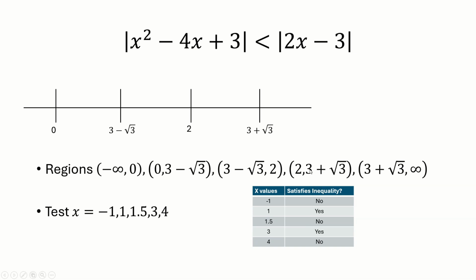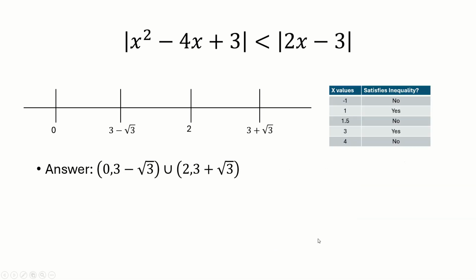Pick a number between 2 and 3 plus root 3. Let's say 3. That works. And then finally, we can pick a number between 3 plus root 3 and infinity. Let's say 4. And that doesn't work. So then, the only intervals that are going to work are going to be from 0 to 3 minus root 3, union 2 to 3 plus root 3. And so that's going to be the final answer.